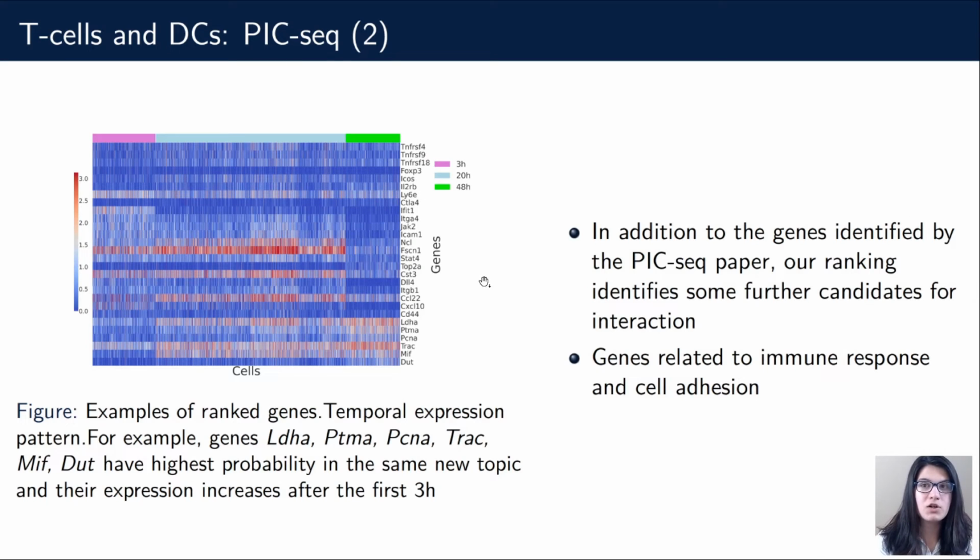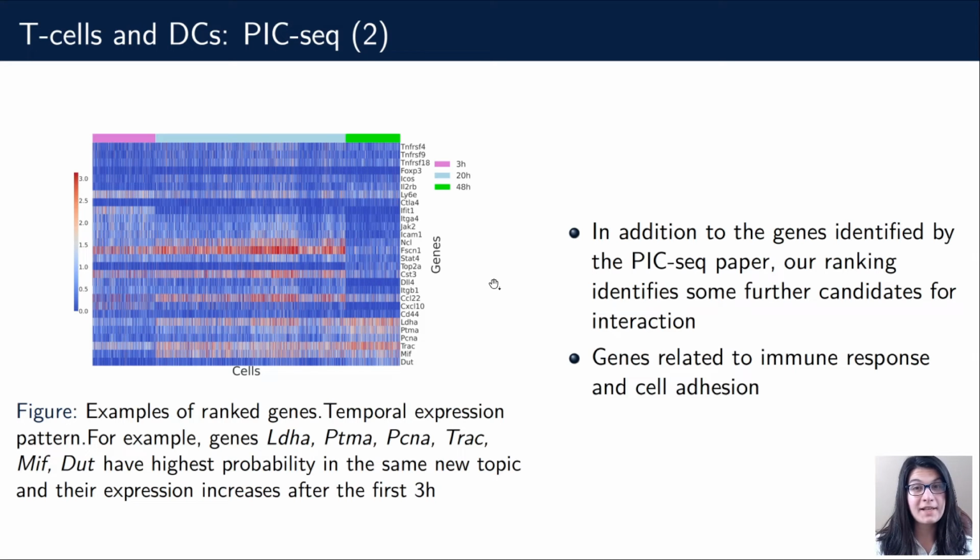The heat map here shows some of the genes we identify to be changing as a result of interaction, as they require contribution from the new topics to model their expression. The heat map shows the expression of those genes over the 3 time points of the co-culture. Some of the genes we identify overlap with the original publication of the PIC-seq paper. However, we also note some further candidates of interaction that could potentially be explored further.